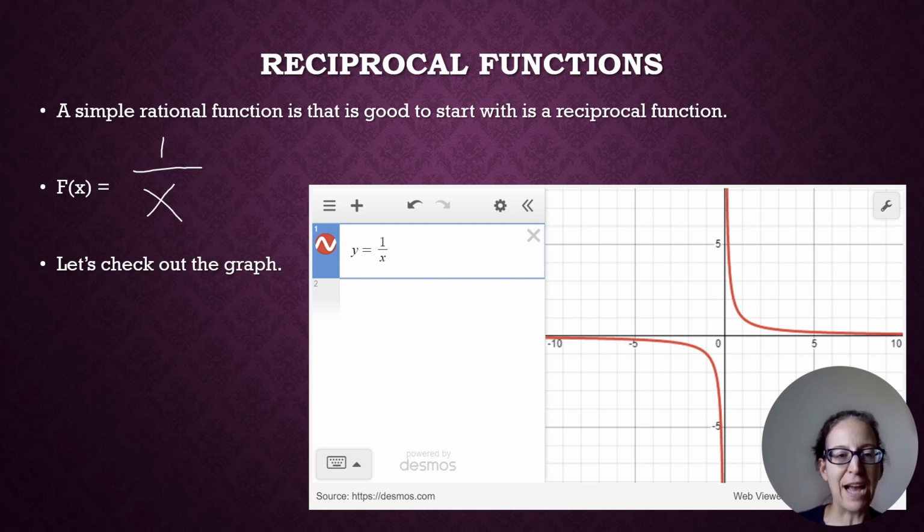Now, what we're interested in, though, is what does that look like? So what are some of the attributes of this graph? So I'm going to go put that in as y equals 1 over x. And I want you to notice some things about this graph. So let's see if I can find my pointer.